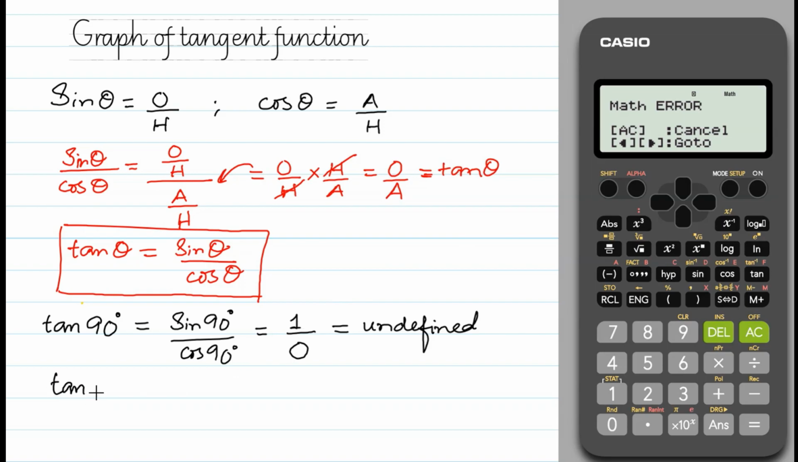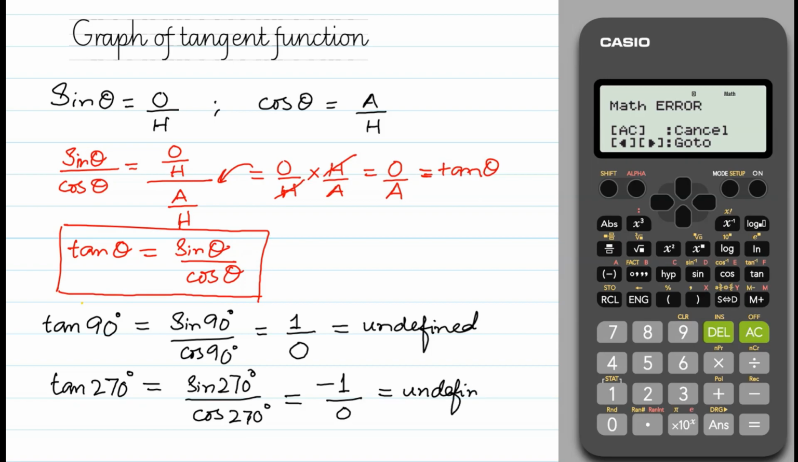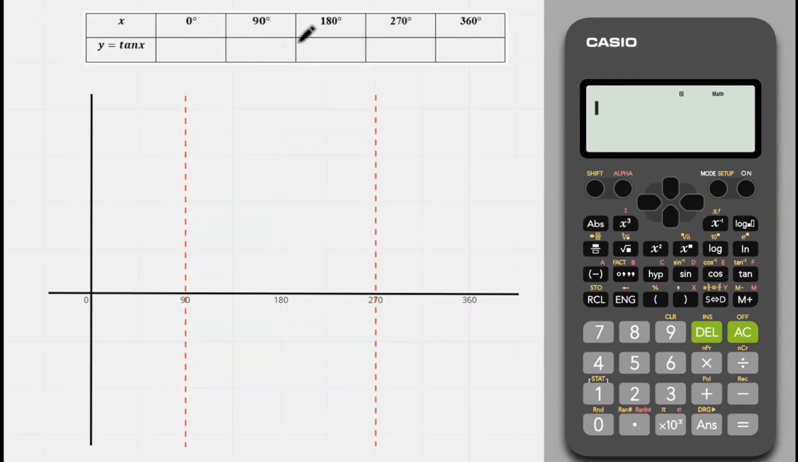Similarly, if you try to find tan of 270 degrees, you will again get a math error. Why? Because it is sine 270 by cos 270, using the identity that we have proved above. Sine of 270 is minus 1 and cosine of 270 is again 0, so you will again get an undefined value here. Let us now proceed towards the graph of the tangent function.